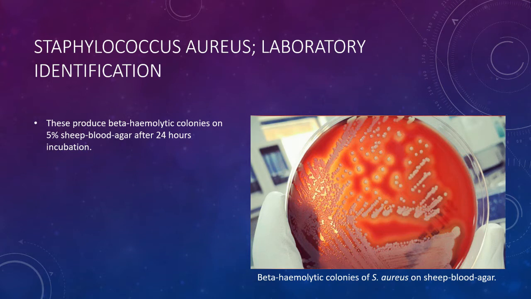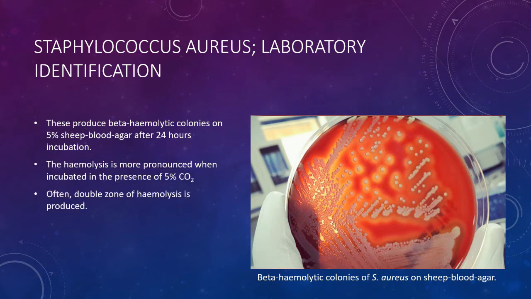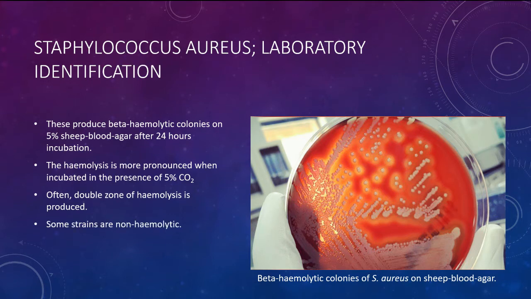They don't carry an aureus color, but they do carry a double zone of hemolysis mostly, and the hemolysis is more pronounced in carbon dioxide. However, be careful because some of the strains are non-hemolytic. So simply based on the colony morphology, we should not decide aureus or coagulase negative staph. We should do proper testing before declaring an organism as Staph aureus or coagulase negative staph.